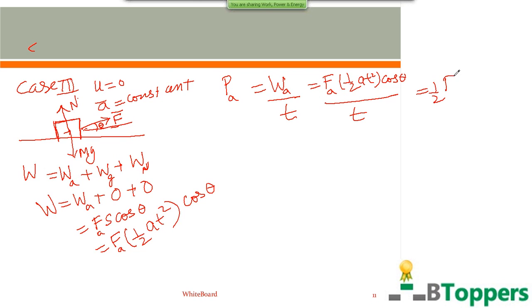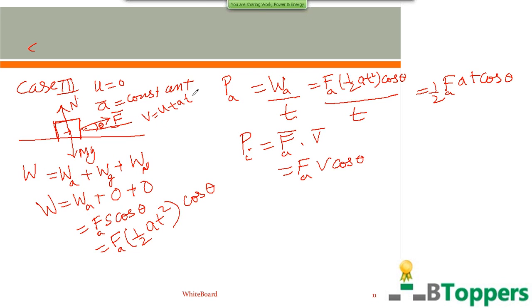So that is half Fa into a t cos theta. Instantaneous power delivered by the agent is given by F bar dot V bar. Fa bar dot V bar, that is Fa V cos theta. The body moves with constant acceleration in a straight line path, and final velocity at time t we write V equal to U plus a t. The initial velocity is 0, so we can write V equal to a into t. So instantaneous velocity at time t, we get V equal to a t.